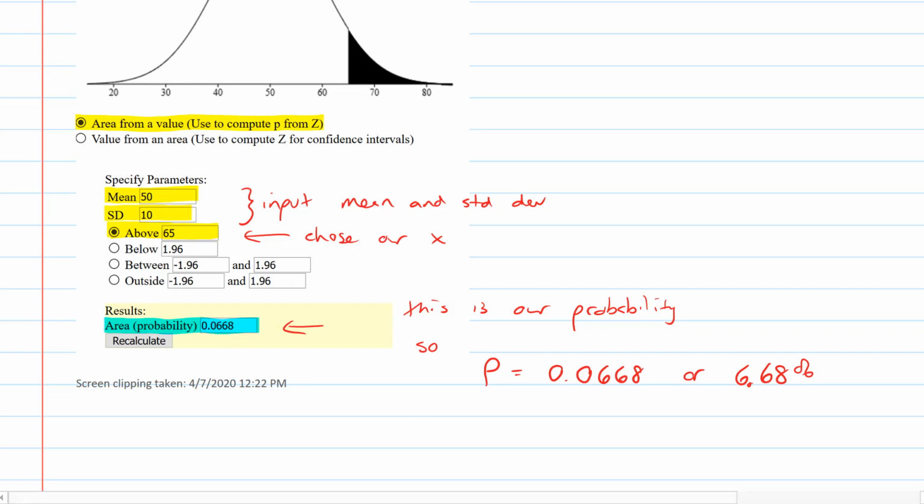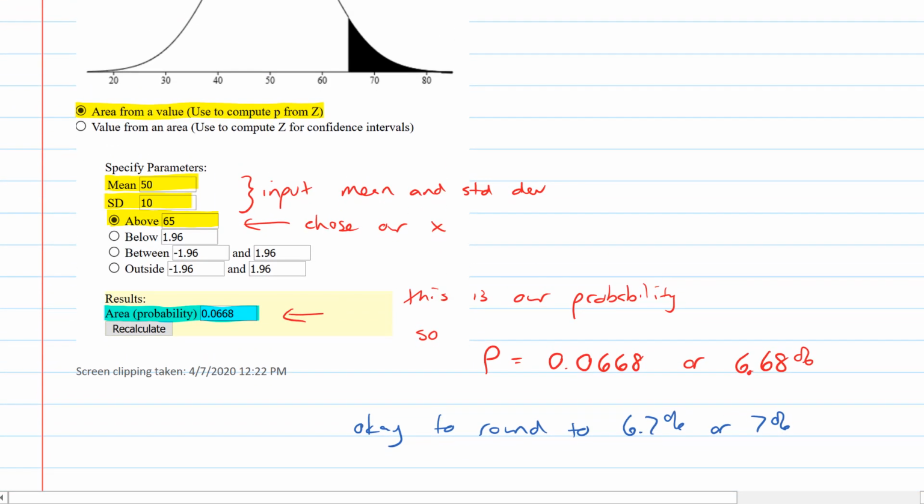So let's just write that down also. Okay to round to 6.7% or 7%, because the question only gave 50 or 60, 50 minutes and 60 minutes, 65, so there's not a lot of precision.